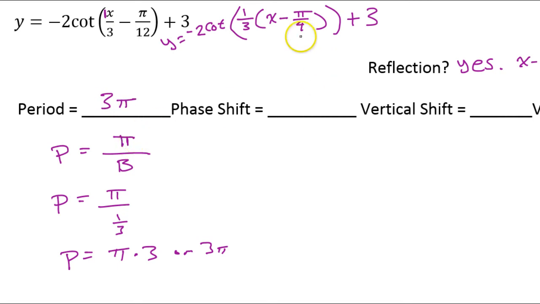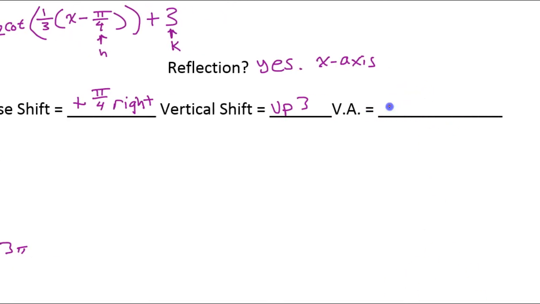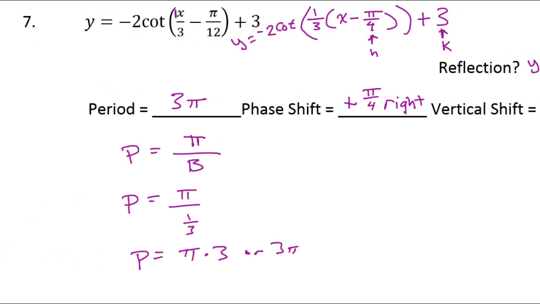Okay, good to know. The phase shift is this h value right here. That's the phase shift. So it is the opposite sign of what you see in the equation. So the phase shift is positive pi over 4 to the right. All right, there's also a vertical shift. This k value. Like that's the h value, that's the k value. The k value tells us that we have a vertical shift of up 3. We will write the equation for all the vertical asymptotes at the end of the problem. It's easier to do when you're looking at a graph.